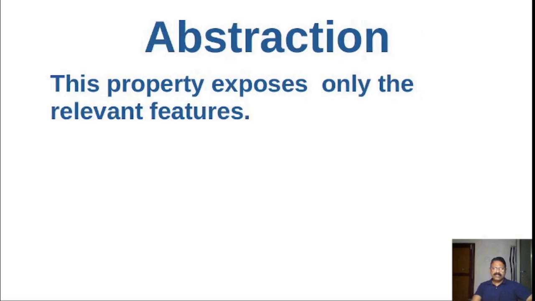The second property is abstraction. This property exposes only the relevant features to a person or to a system. It won't reveal all the implementation details.